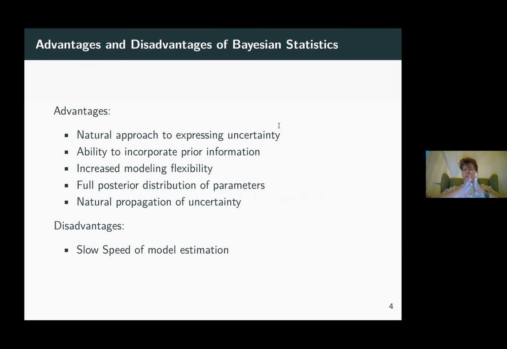I want to briefly start with a personal list of advantages and disadvantages of Bayesian statistics. There may be more, there may be less, so that's just my personal list. I think we have quite a few advantages. One is that we have a natural approach to expressing uncertainty, and we express uncertainty using probability. That is basically all uncertainty there is in Bayesian statistics, we can ideally express using probability, which I think is quite intuitive.